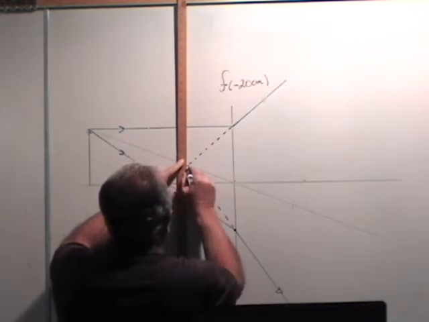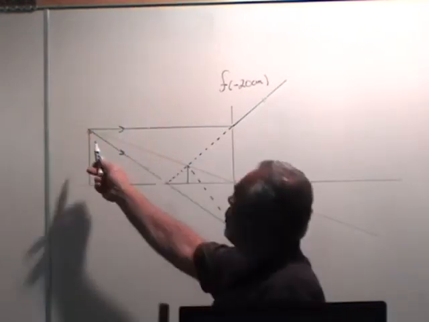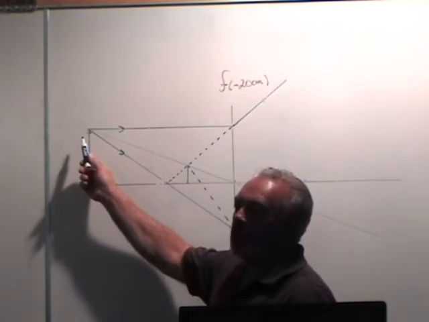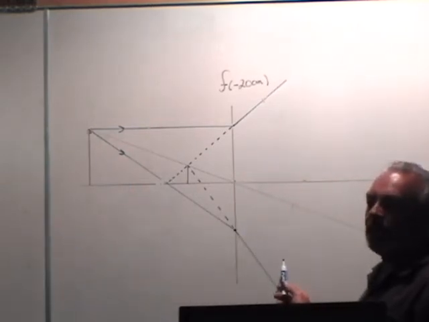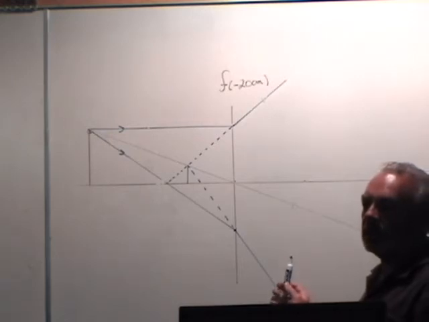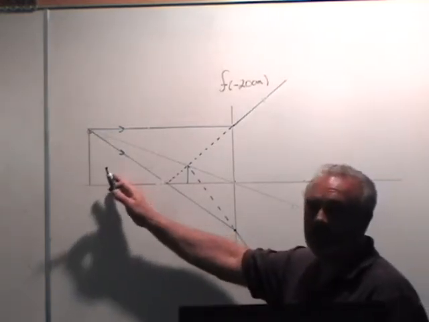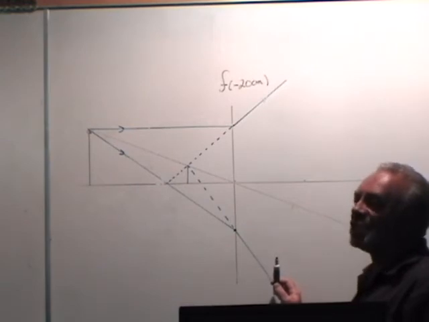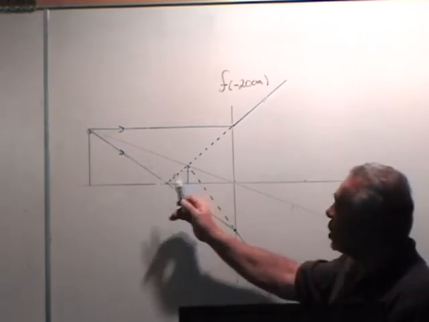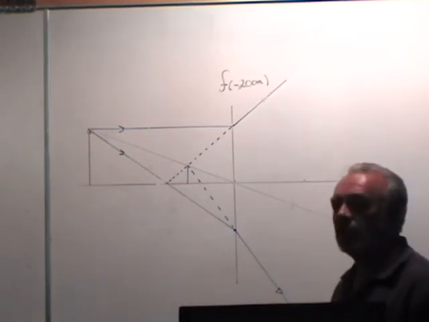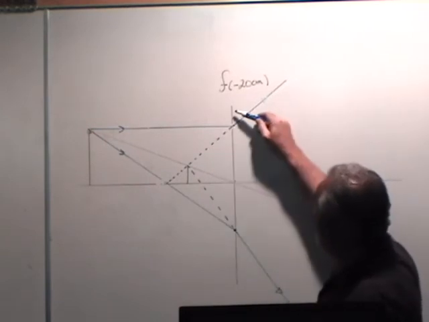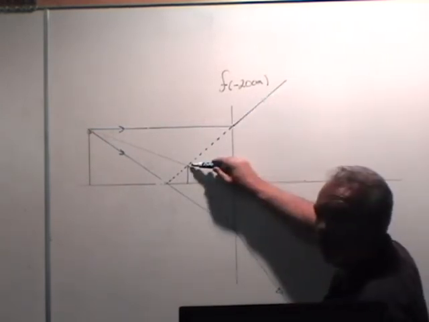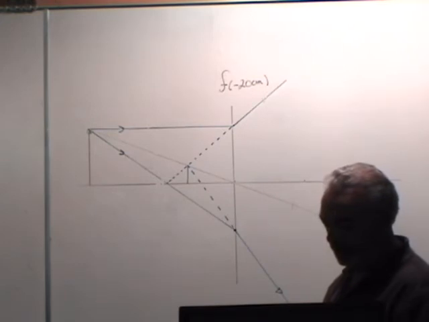And once you've found the image, then you can figure out any light ray that diverges from the object will be diverging as though it had come from the image on this side. If it's actually diverging from the object on this side, it will diverge as though it were coming from the image on this side. So once you've found the image, then you can figure out any other light ray you want. Just draw it from the object to the lens, and then away from the lens as though it were coming from here. That's all you have to do.